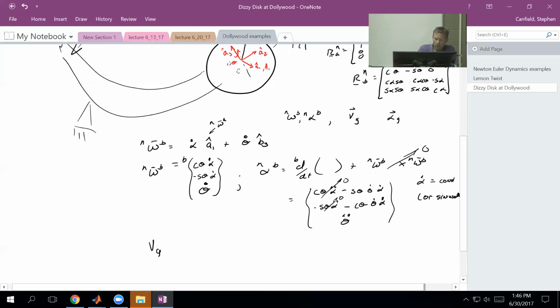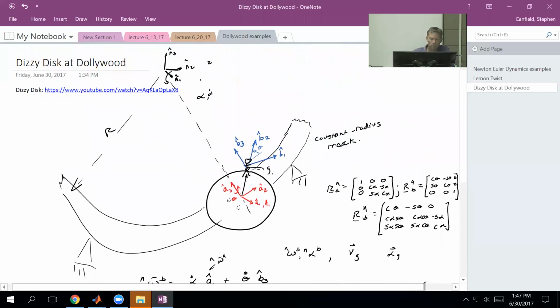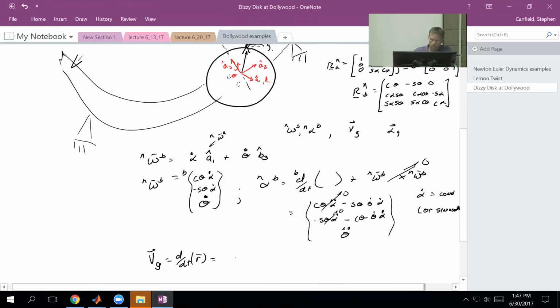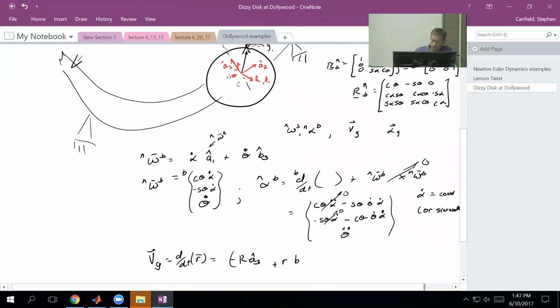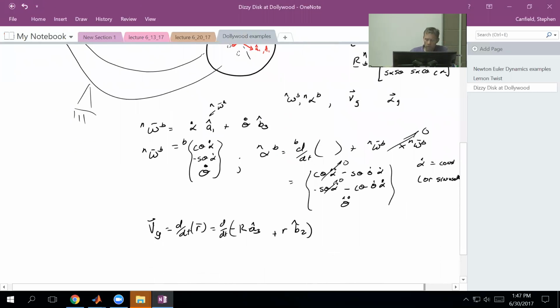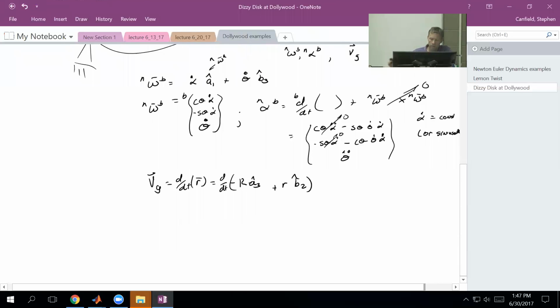Next, we need the velocity of G, which is the derivative of vector r going out to G, going from ground out to G. So first we have a capital R in the negative A3 direction, and then we have a little r in the positive B2 direction. Take the d/dt of that. First, you can take derivatives in their local frames. Those things are constant, so that'll be 0.